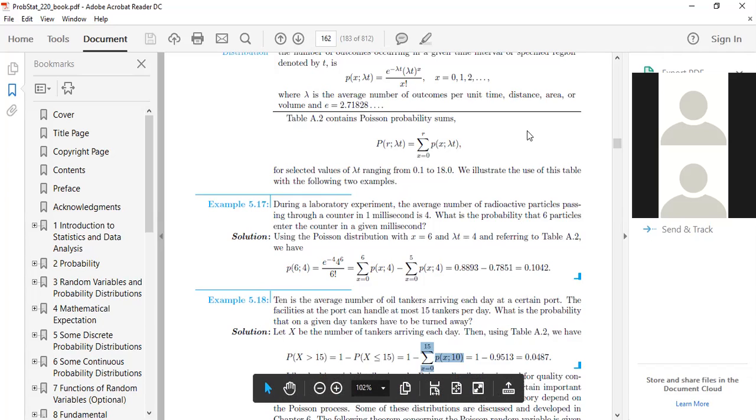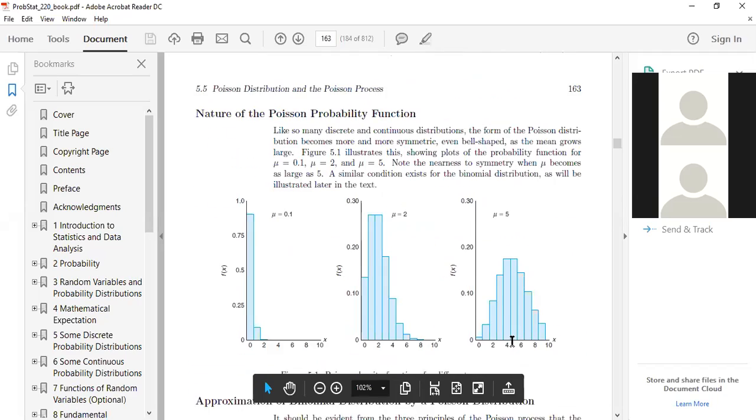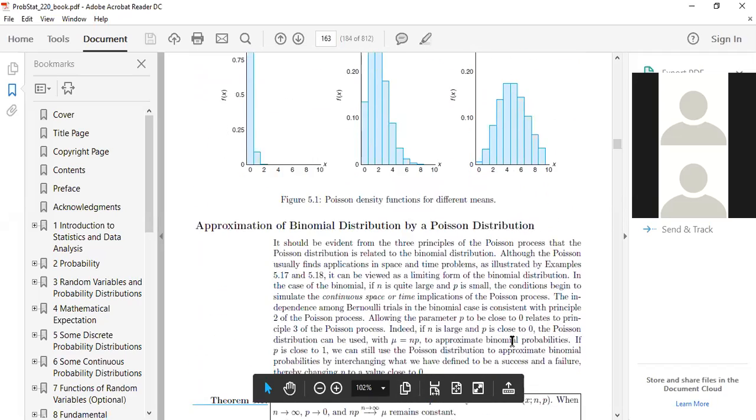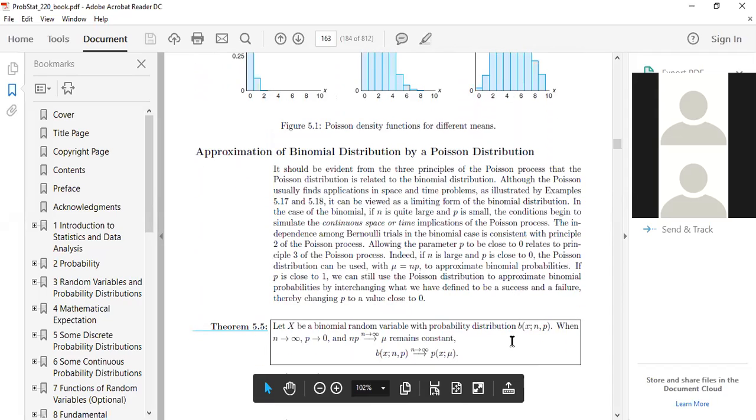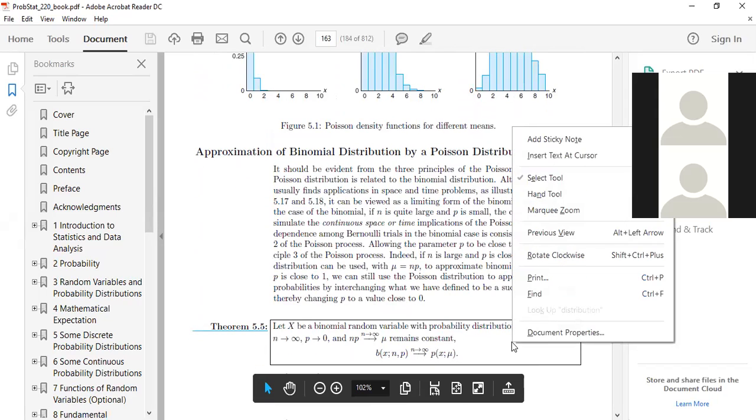So this is the probability. And then after that we can go for the approximation of the binomial distribution by the Poisson distribution. The approximation of the binomial distribution by the Poisson distribution. Look at over here, it should be evident. Look at here, guys. It is very important just for the knowledge.